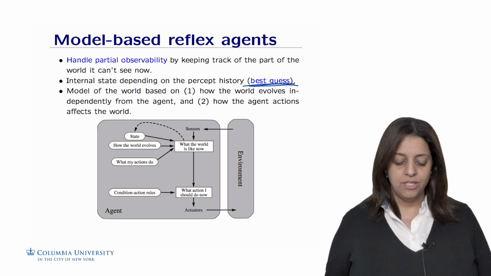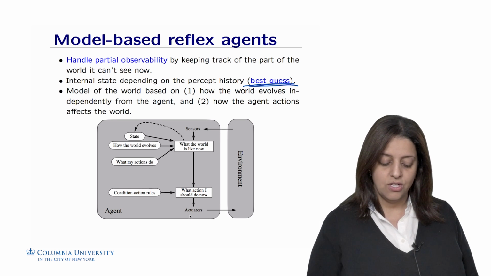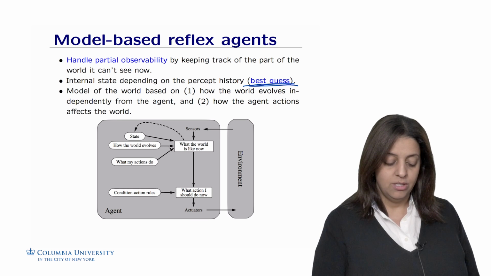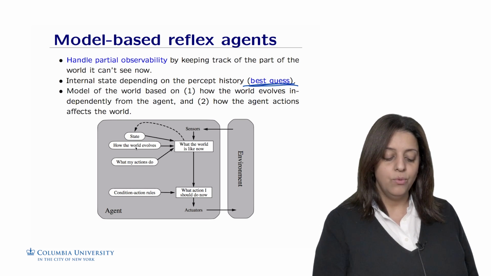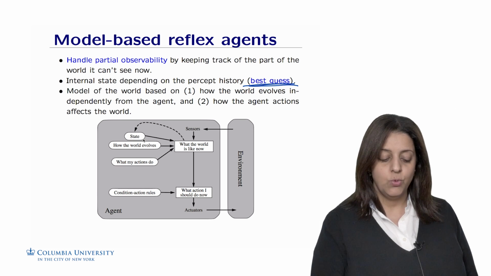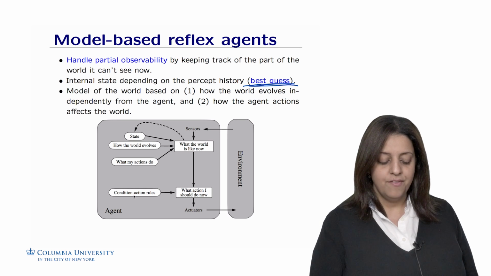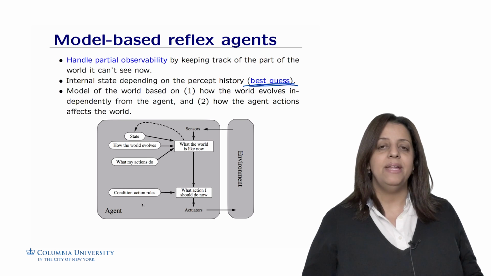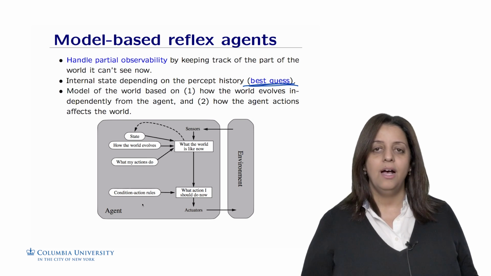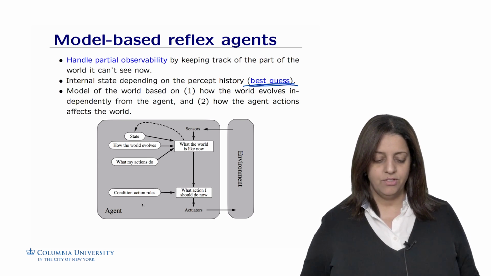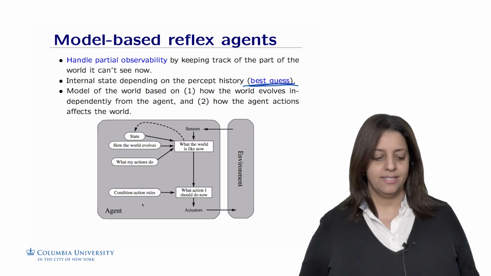So in this case, we're going to have a similar scenario in which we have sensors, actuators, and what the world is like now, but we're trying to model the world as a state. So how the world evolves and what my actions will do will help define the model of the world. And then we still have the condition-action rules because we still have a reflex agent, but in this case, we are maintaining a model of the world based on the history of the percepts, which makes a big difference in terms of deciding what to do next.